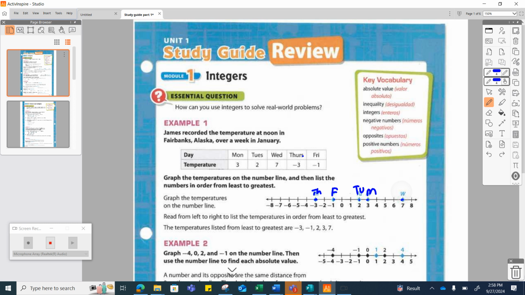Okay. Now can you write them in order from least to greatest? So the further to the left is least. Further to the right is greatest. And that is what they've done here. They've written them least to greatest. Okay, so can you do that? If you can do that, you have that skill for the test.